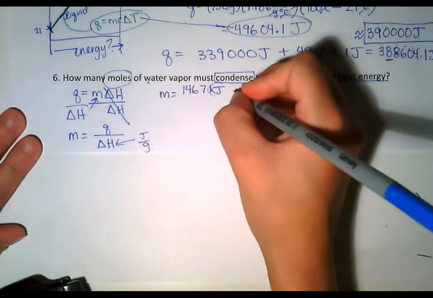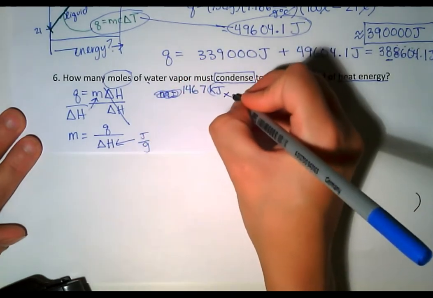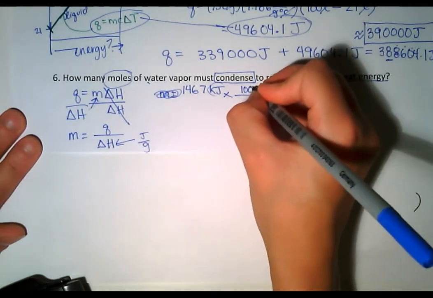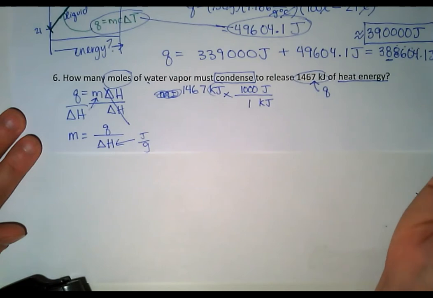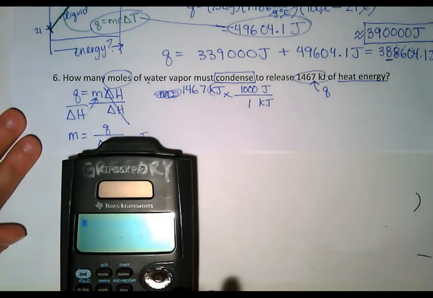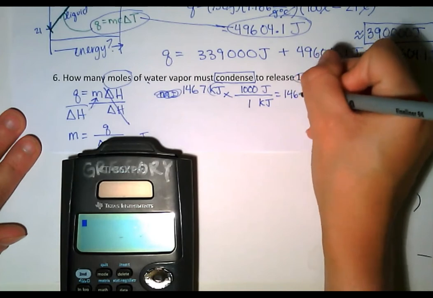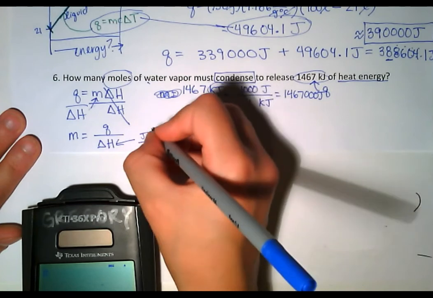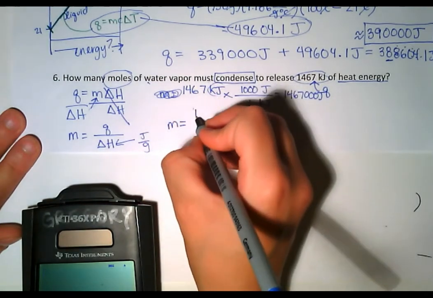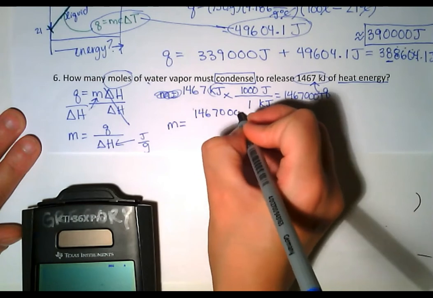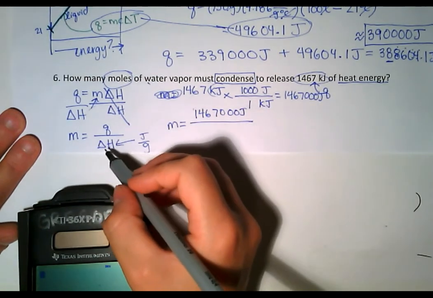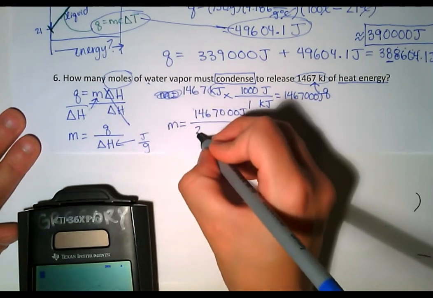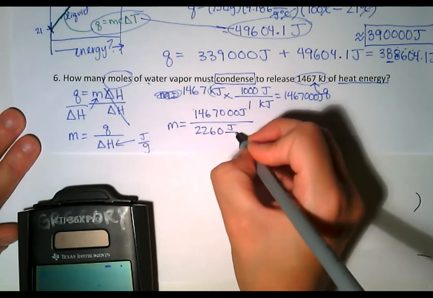So we need to convert this kilojoules into joules, and we'll do that with a little dimensional analysis. Kilojoules to joules, we know that there are 1,000 base units in every kilo unit, so we need to just multiply this by 1,000. So we have 1467000 joules. So now we can substitute it into our equation. We have M equals 1467000 joules divided by our delta H of vaporization for water, which is 2260 joules per gram.